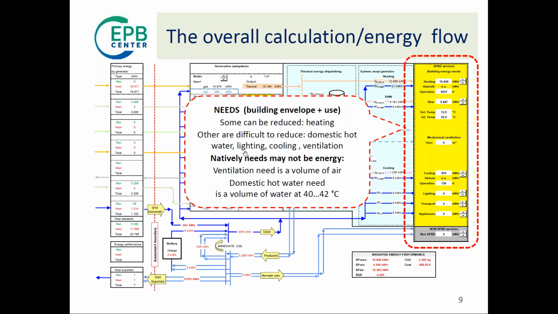And natively, needs may not be energy. For example, ventilation is the volume of air, and depending on the time of the year, you need a different amount of energy for air treatment and for moving air.